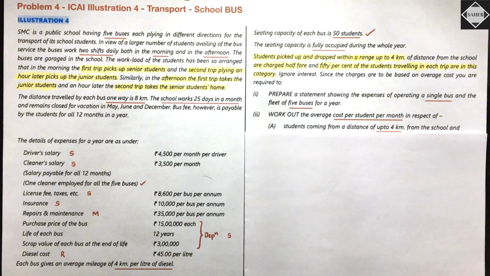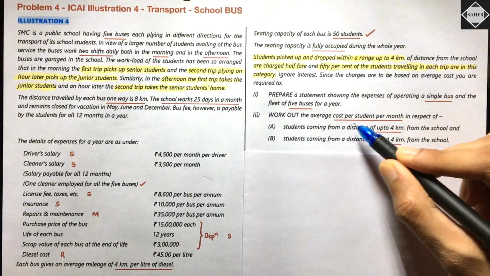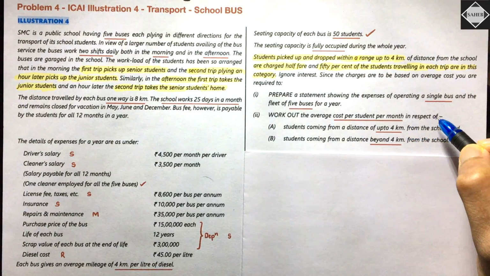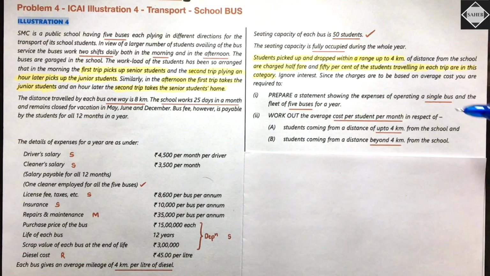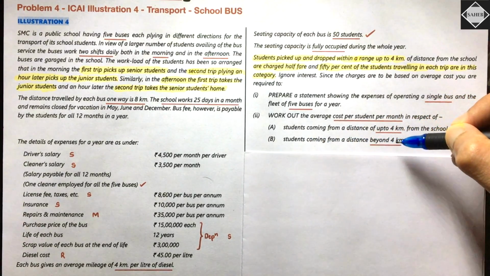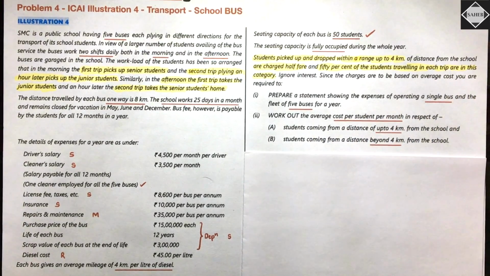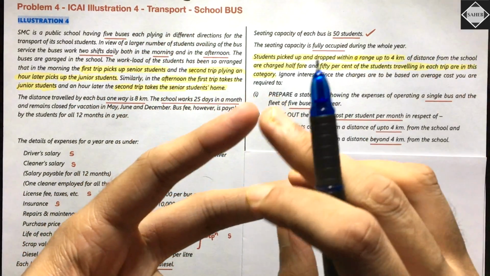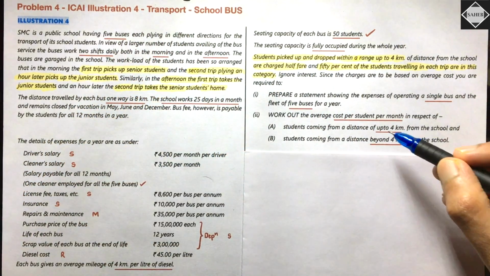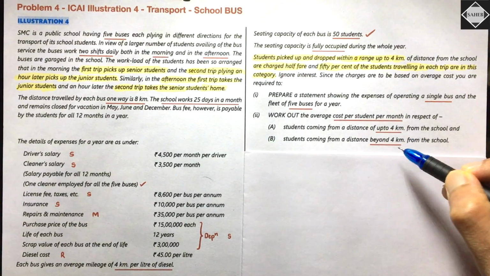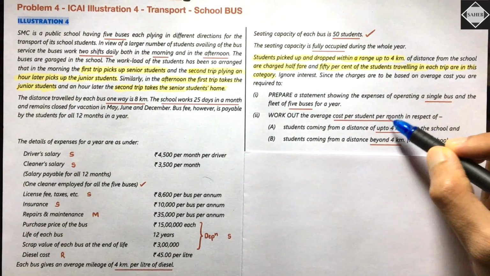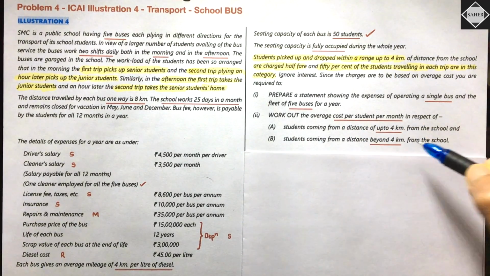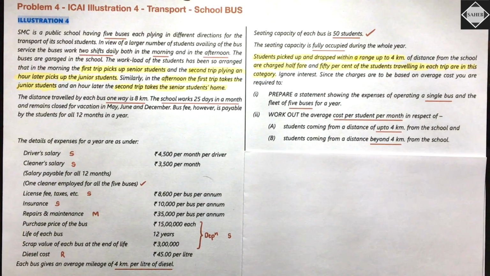Then what are they saying? Then they are saying, see here, work out the average cost per student per month in respect of students coming from a distance of up to 4 kilometer from the school and students coming from a distance beyond 4 kilometer from the school. I told you now, in seniors and juniors, they have subcategory as well. Students up to 4 kilometer and beyond 4 kilometer. So of that, we have to calculate the cost separately. Is it clear? Cost per student per month up to 4 kilometer and then beyond 4 kilometer also. We'll see. It's really simple. It's not difficult.